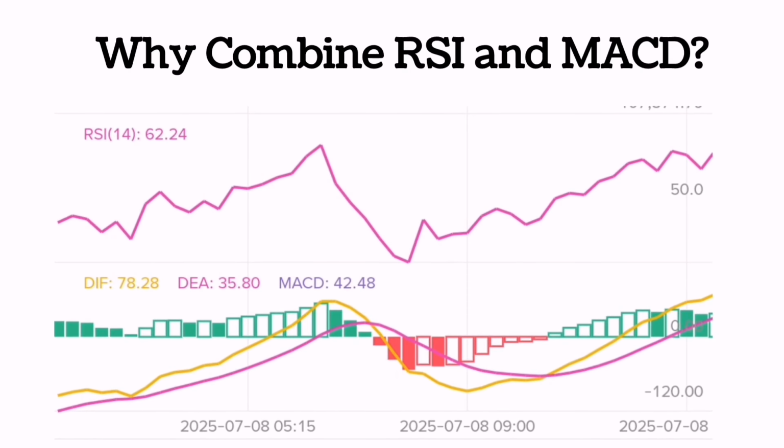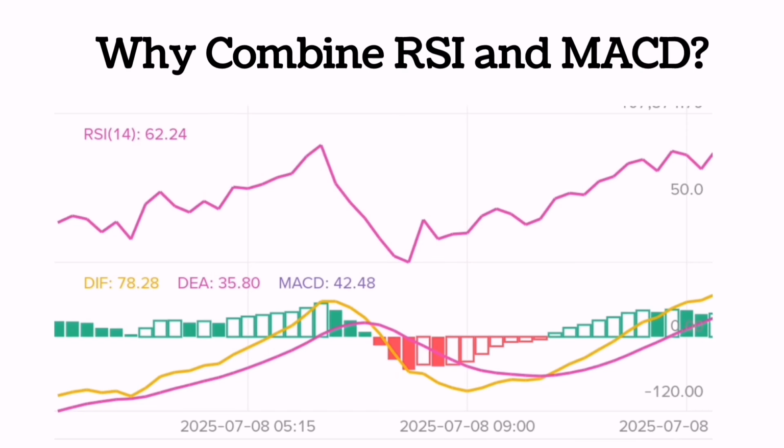For example, RSI may show oversold, but MACD is still bearish. Wait. MACD gives a bullish crossover, and RSI is below 30: a potential strong reversal. MACD histogram rising plus RSI crossing above 50: ideal entry confirmation. This dual check system helps you avoid bad entries and trade with higher accuracy.